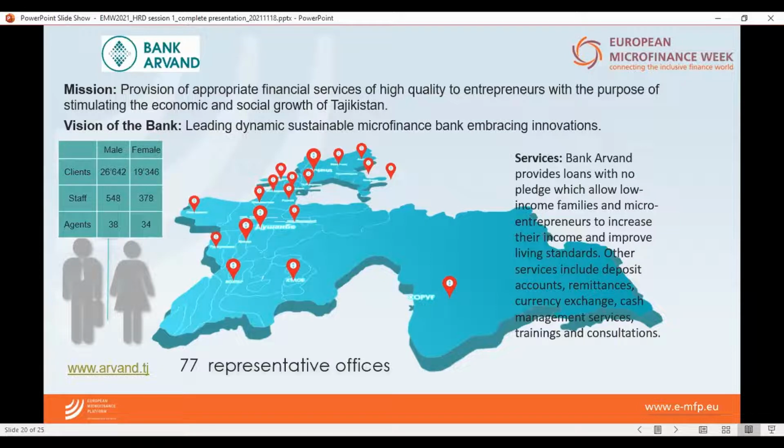And the services that the bank is providing is basically loans with no pledge that allow low-income families and micro entrepreneurs to increase their income and improve their living standards. Other services include deposit accounts, remittances, currency exchange, cash management, training, consultations. So again, we have this mix of financial and non-financial services. And the bank has 77 representative offices across the country, and we see some concentration in one part of the country.